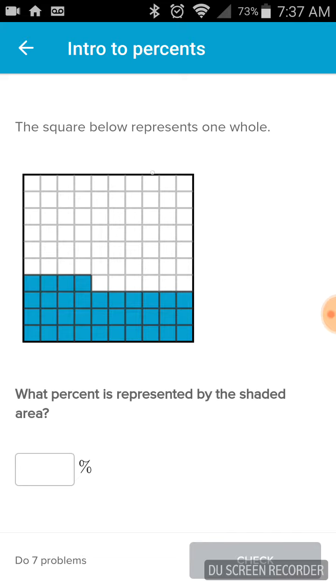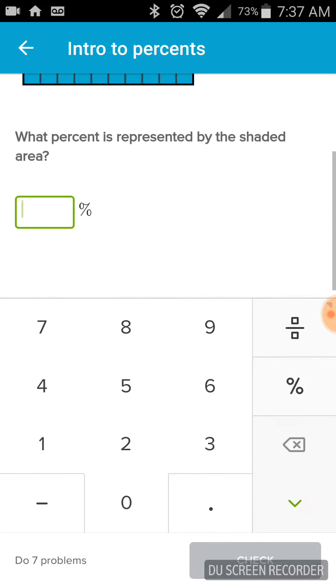So here's a square that has 100 squares in it. Out of the 100 squares, how many are shaded? Here's 1, 2, 3, 4, 5, 6, 7, 8, 9, 10. So another 10 makes 20, another 10 makes 30, 31, 32, 33, 34. So this is simply 34%.